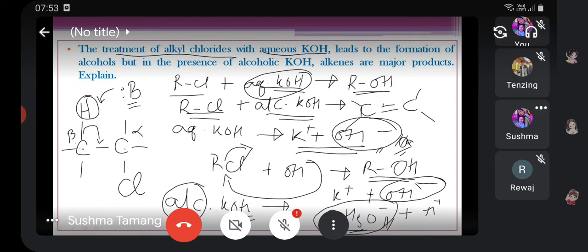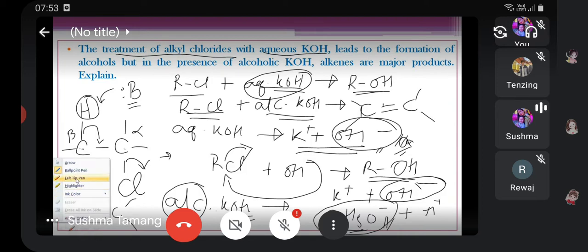So beta elimination we have already done. Carbon will have only covalency 4, so when it would become 5, Cl will leave as chloride, and at the end you will get alkene as a product, right? So the reason is very simple.